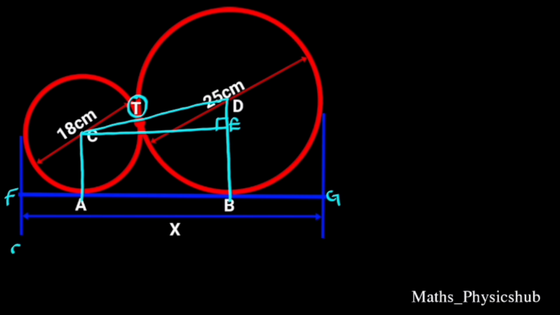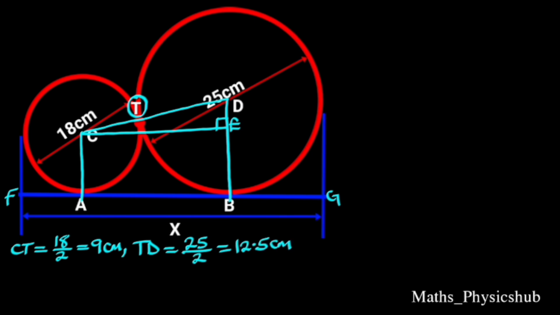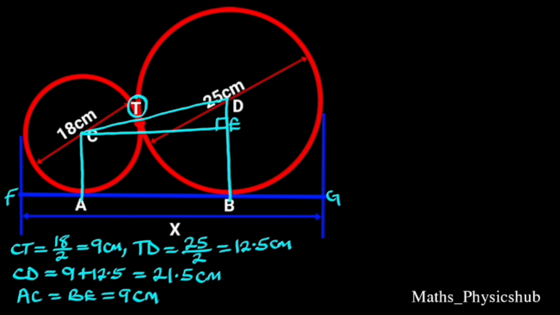From the diagram, notice that CT equals 18/2, which equals 9 centimeters, that is, the radius of the small circle. TD equals 25/2, which equals 12.5 centimeters, that is, the radius of the big circle. CD equals 9 plus 12.5, which is 21.5 centimeters, reason: external touching, which is the sum of the radius of the two circles. AC equals BE, which is 9 centimeters, that is radius of the small circle.